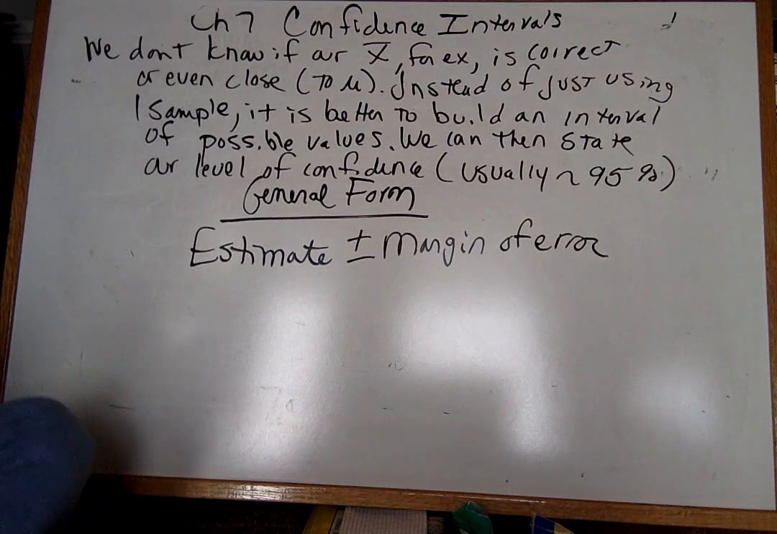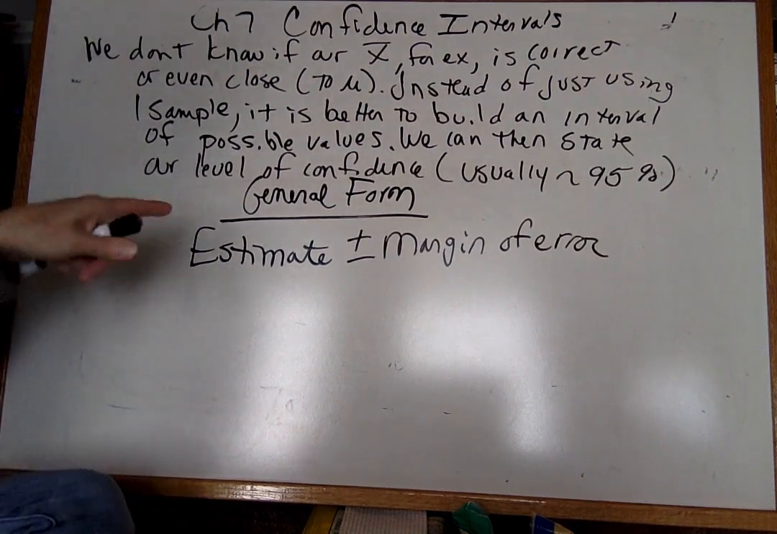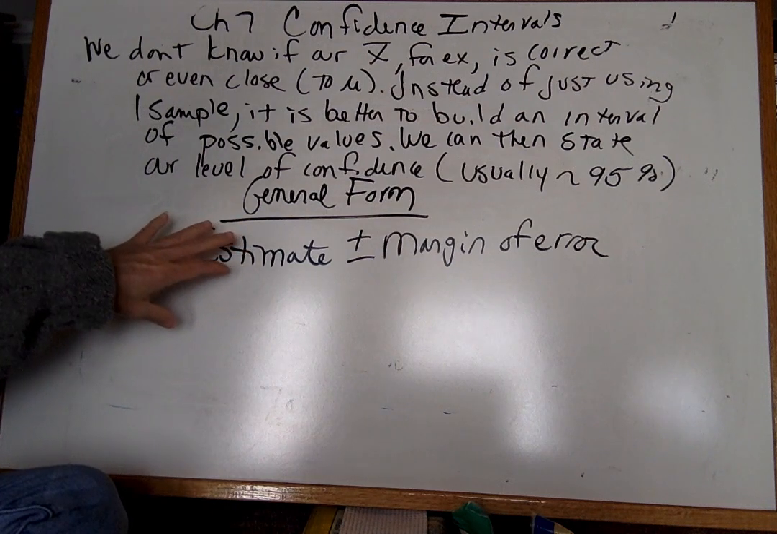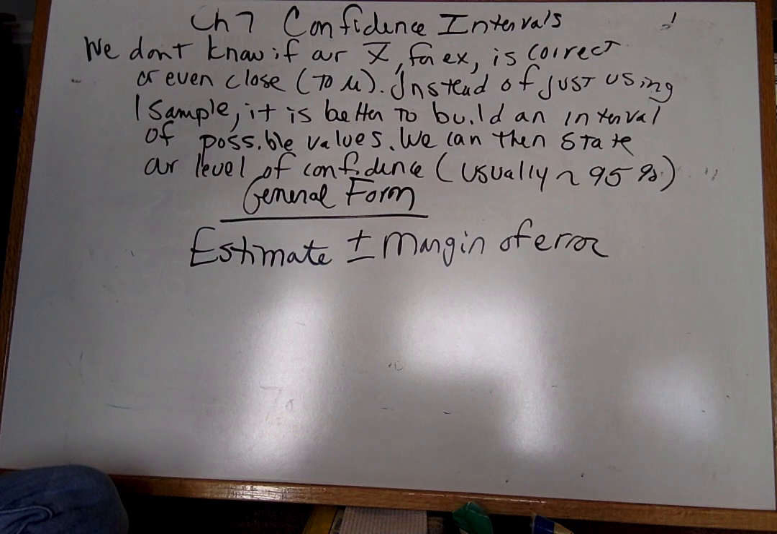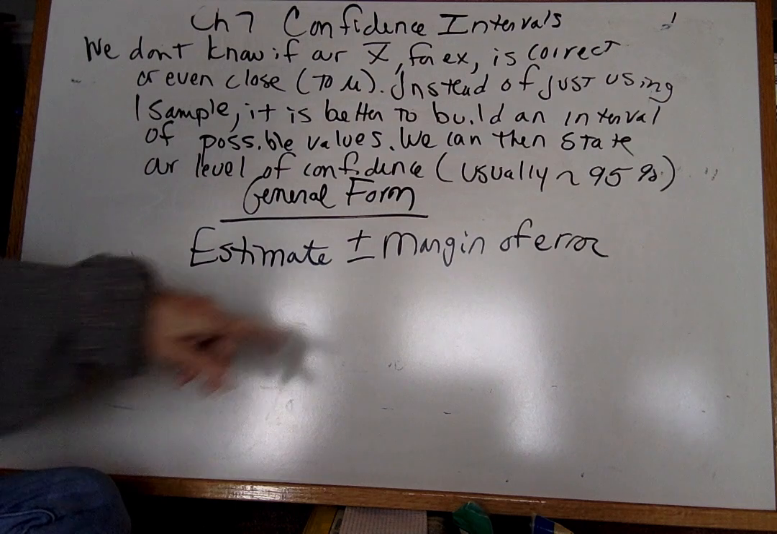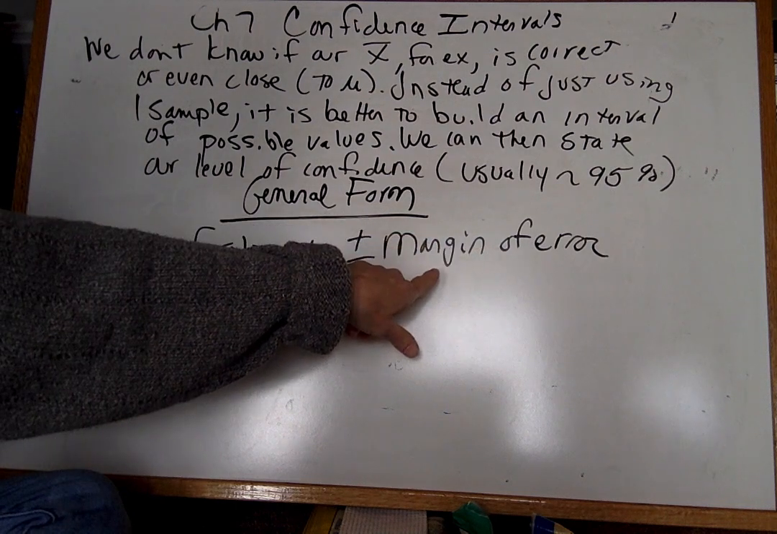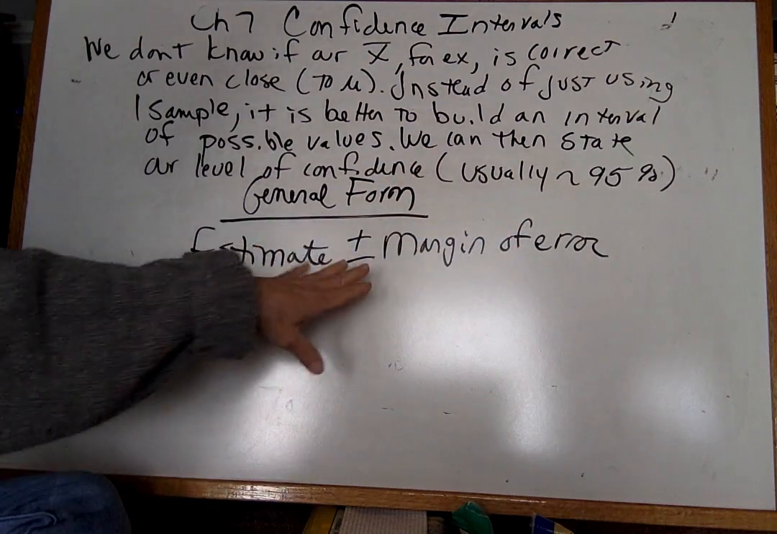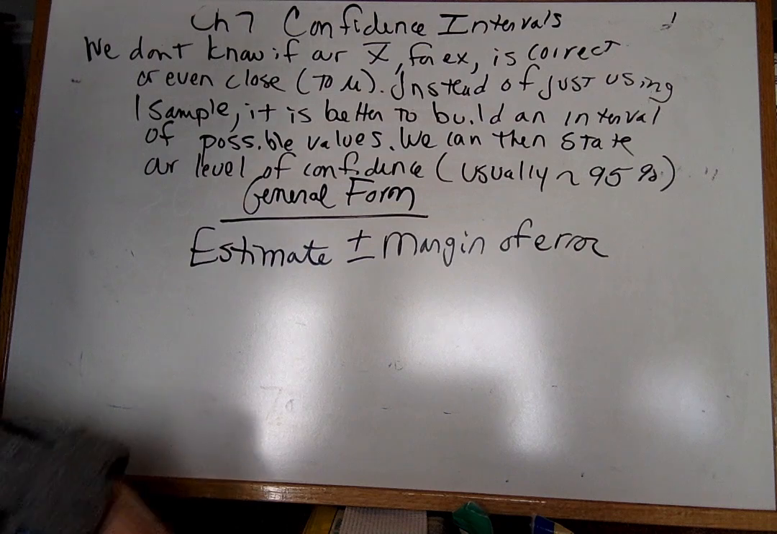Estimate plus or minus the margin of error. This is exactly what we just did with the Trump-Clinton. The estimate came from the one sample, that was that 48 and 45 or whatever. Then the margin of error, which needs to be stated to do good statistics. This is how it's presented to you on television.